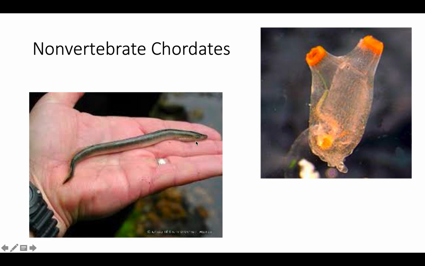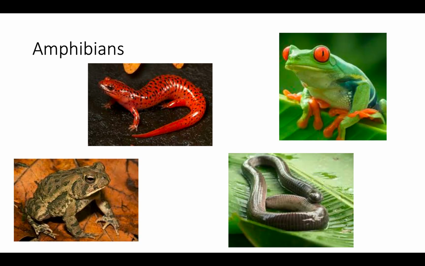So here you have a lanceolate here, tunicate here. These are your non-vertebrate chordates. Kind of looks similar to that of a worm or a sponge. Evolutionary wise, very basic. Amphibians here. You have a frog, a toad, a salamander, and a caecilian. That's what that looks like if you're wondering. So you can see that they're going to start off pretty much in water and then develop to be able to live life on land.